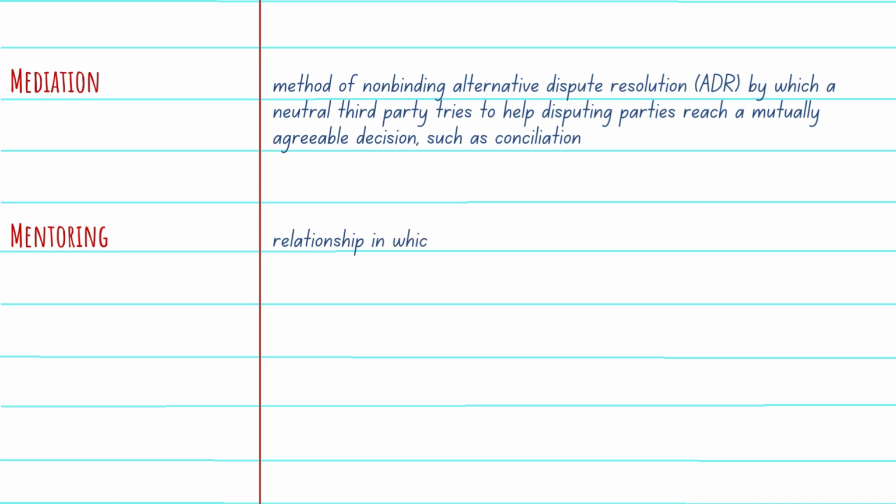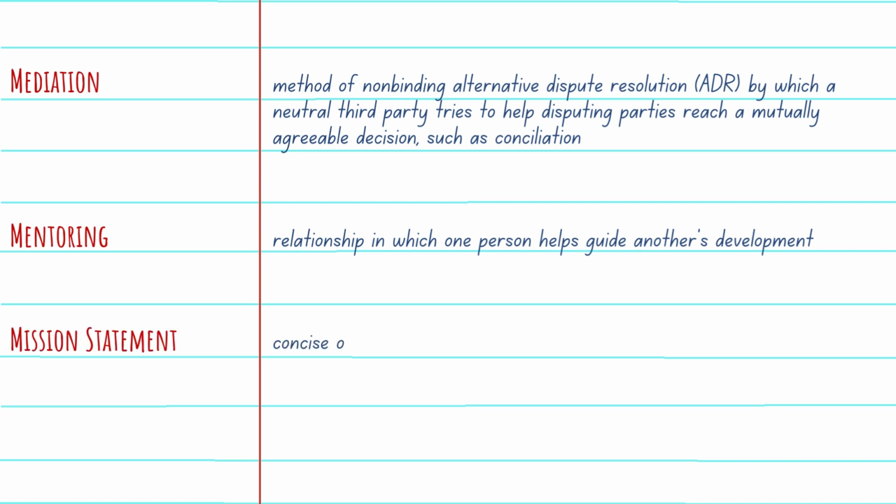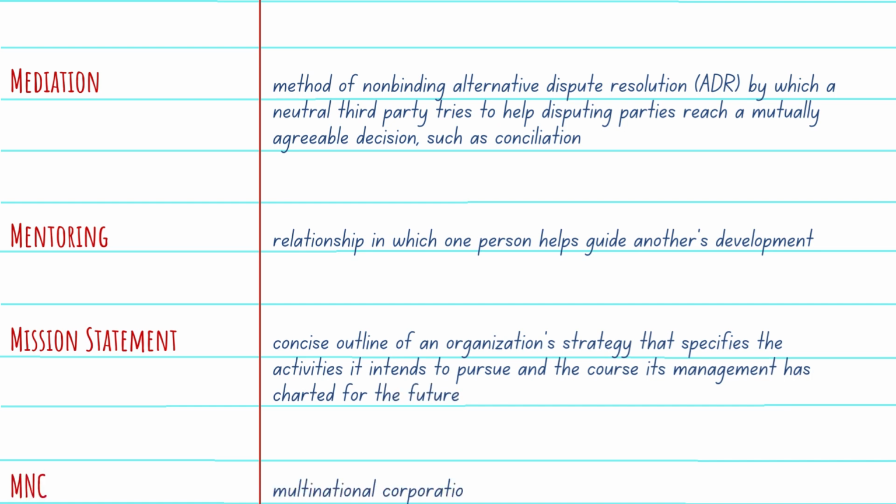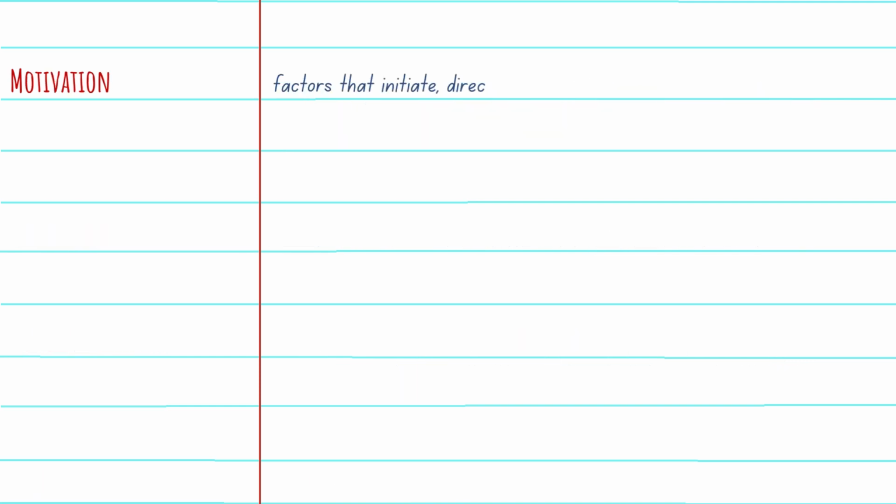Mentoring is a relationship in which one person helps guide another's development. An organization's mission statement is a concise outline of an organization's strategy that specifies the activities it intends to pursue and the course its management has charted for the future. MNC stands for Multinational Corporation, and motivation is the factors that initiate, direct, and sustain human behavior over time.